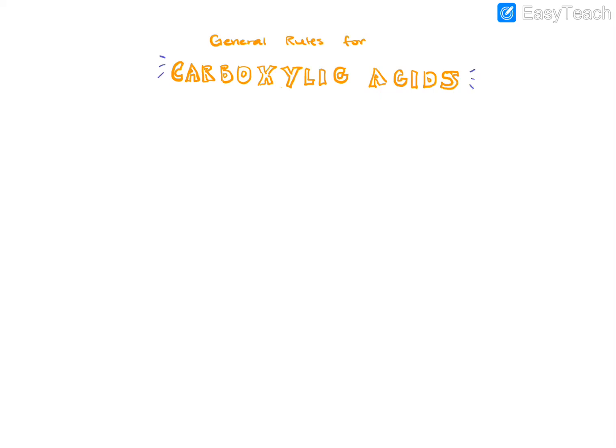Alright, today's video is all about general rules for carboxylic acids. So, for rule number 1, we're going to say that after attacking a carbonyl, always reform the carbonyl.